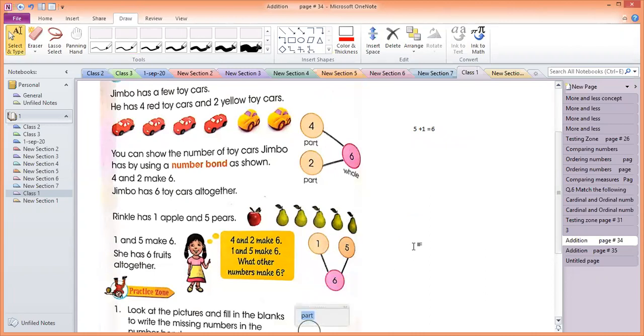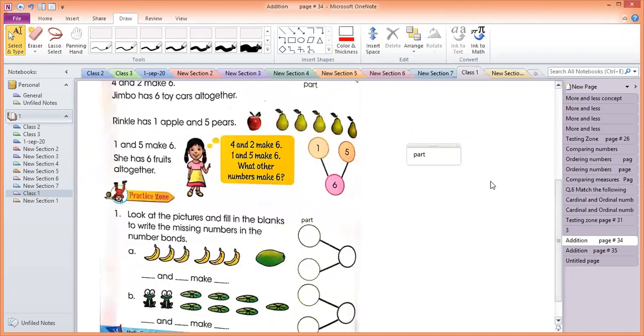It is a part, and it is also a part, and it is the whole. So these are two parts, and this is the whole. So in the whole, you need to write the total number, and in the parts, when you need to break it, check how many bananas are there.